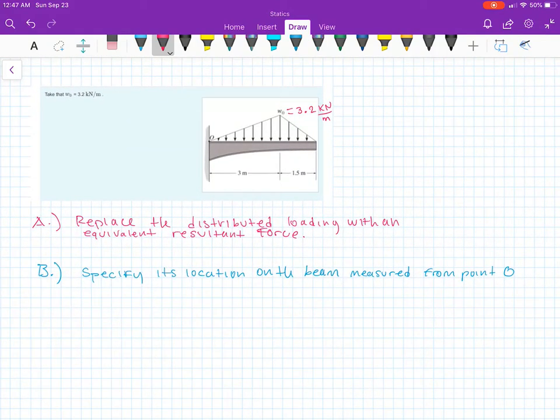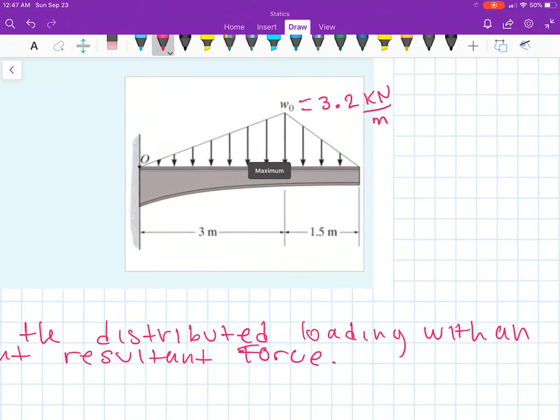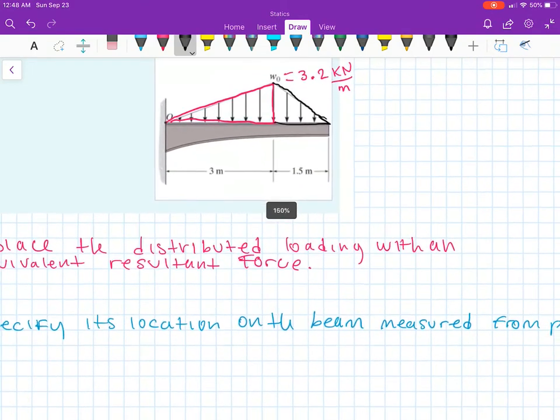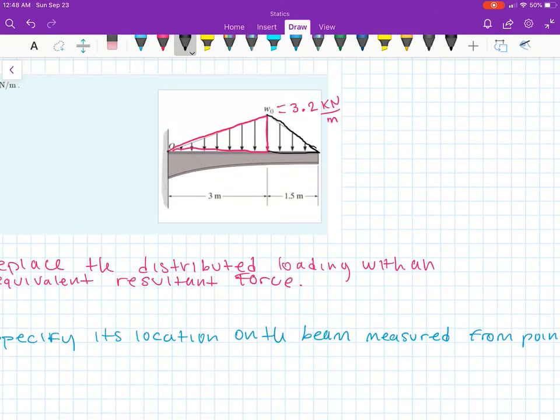Okay, so the first thing we're going to do is break it up, right? So we can see that we have two triangles here. We have one, and we have another one right here. And we know that in the triangles, the force is going to go right here. We'll call this F1, and we'll call this F2.